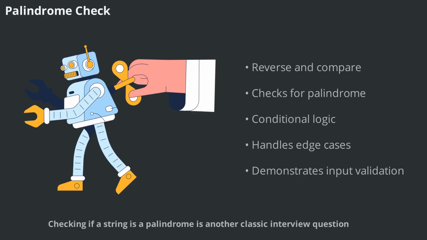Checking if a string is a palindrome is another classic interview question. A palindrome reads the same forwards and backwards, like "madam". The solution involves reversing the string and comparing it to the original. If they match, it's a palindrome.